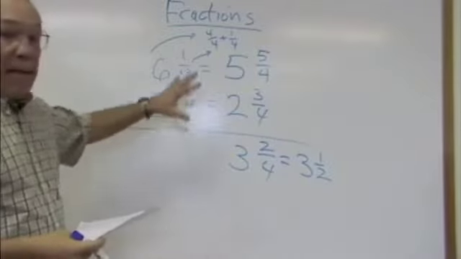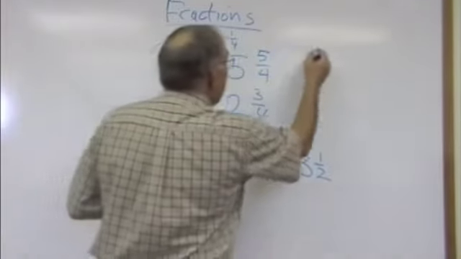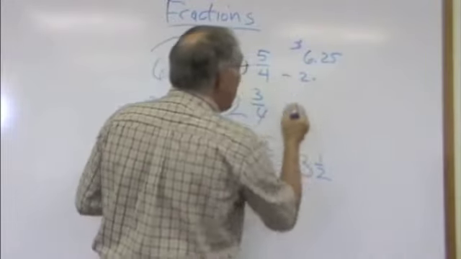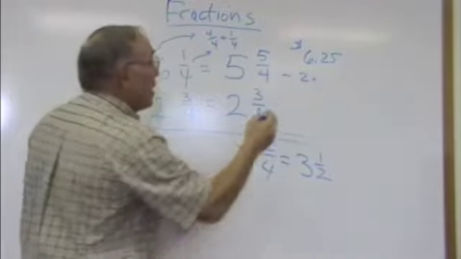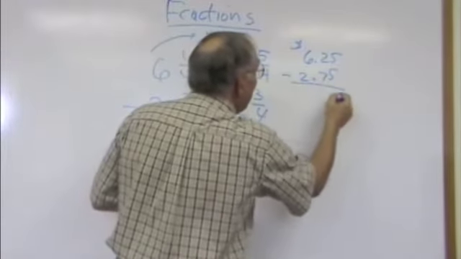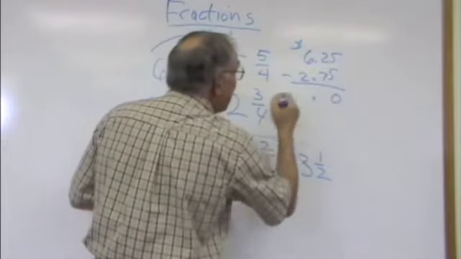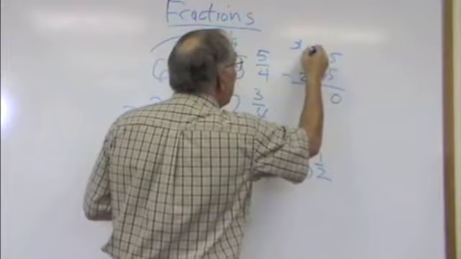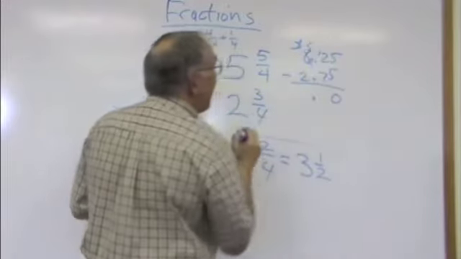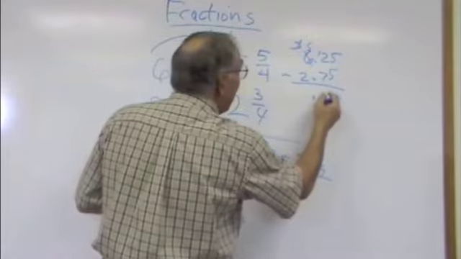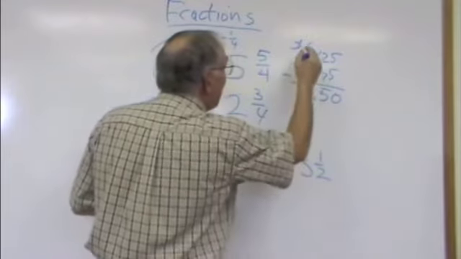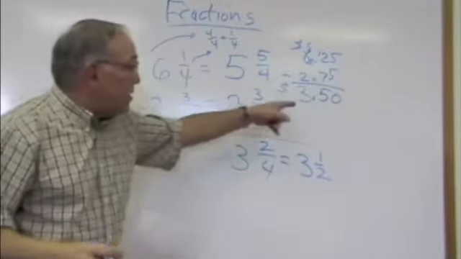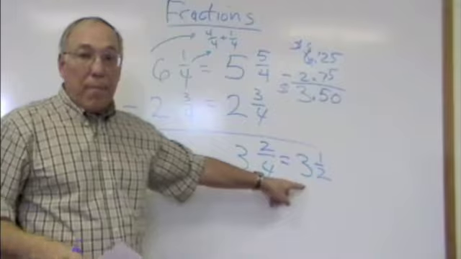Could you have done this just thinking about money? You could have. You could have said, well, I have $6 and 1/4, that's $6.25, and I'm going to subtract $2 and 3/4. 3/4 is 75 cents. 5 minus 5 is 0. We're going to bring this decimal point down. The 2 needs to have some more value here. We're going to change the 6 to a 5, make that a 12. 12 minus 7 is 5. 5 minus 2 is 3. Again, we get $3.50, same as 3 1/2.